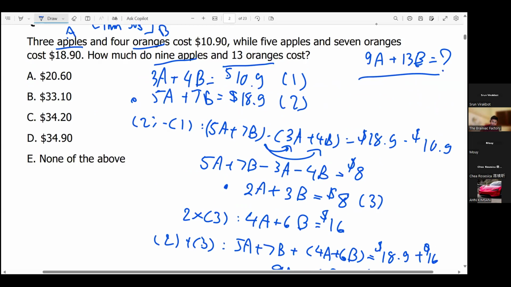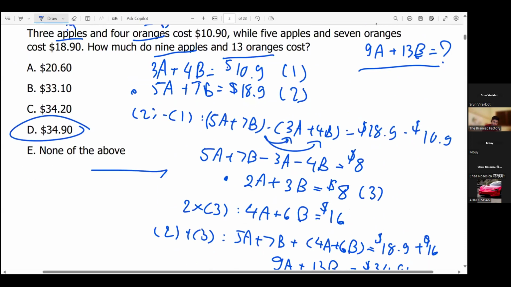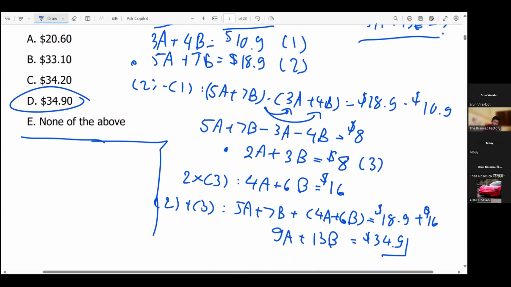There's also another way. If you don't want to do it this way, you can just look at equation 2, which is 5A plus 7B equals 18.9.